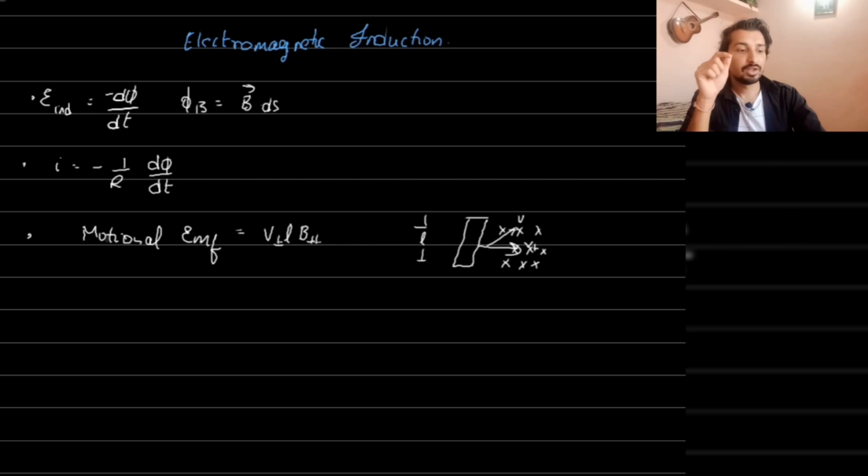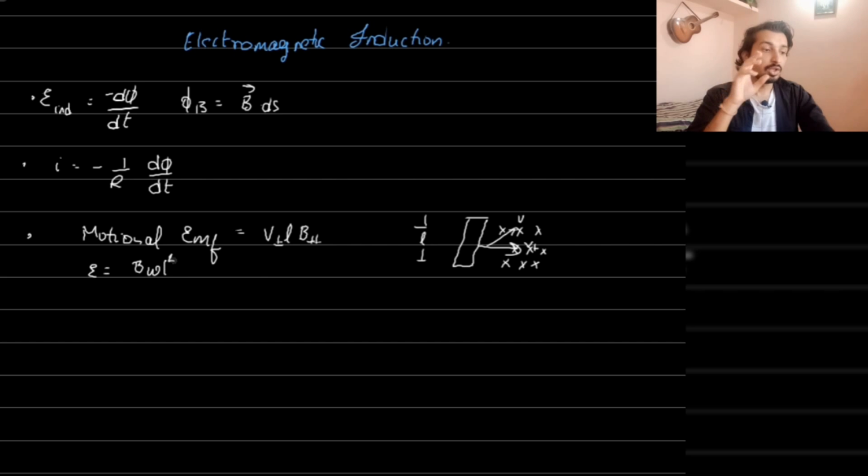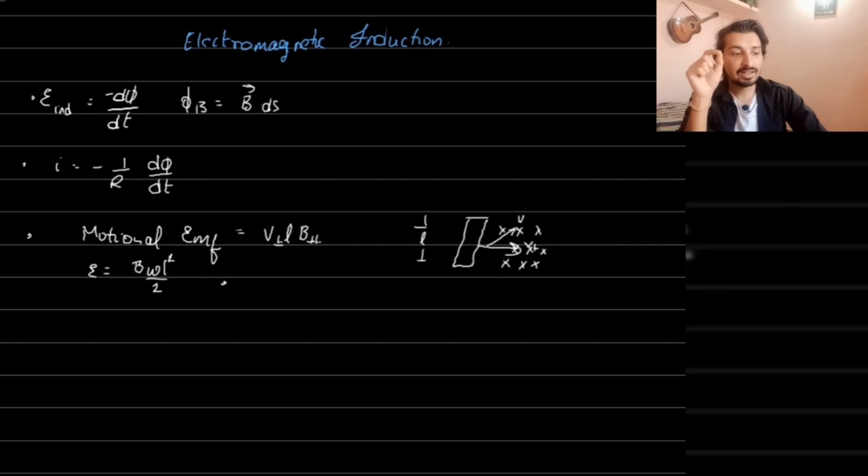And you get the EMF also when you have a spinning rod. If I have this rod which is spinning inside a magnetic field, again with the magnetic field towards you, then you get the EMF equal to B omega L square by 2.